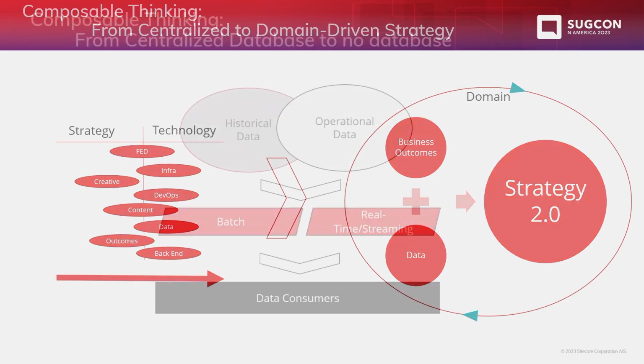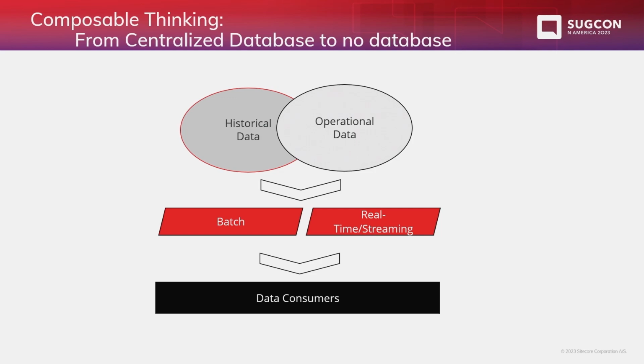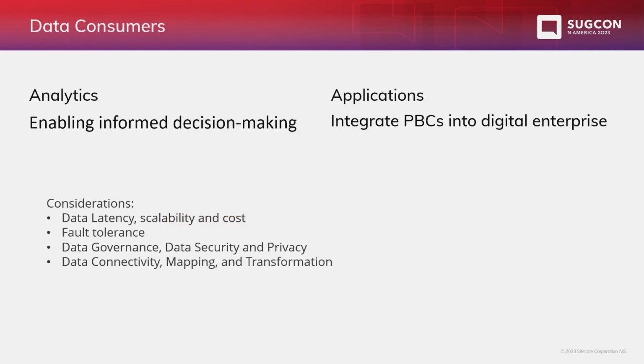And on the data side, we have even more complexity. Now we are talking about historical data, operational data. We have data latency concerns, like do we do batch, do we do real time, or do we do streaming? And then we have data consumers, and there are a lot more of them. On the data consumer side, we have analytics data consumers that help us understand trends or decisions that we need to apply to our organization. And then we have application integrations. We might have multiple applications that need our data. And with that, we need to start thinking about how this data really applies.